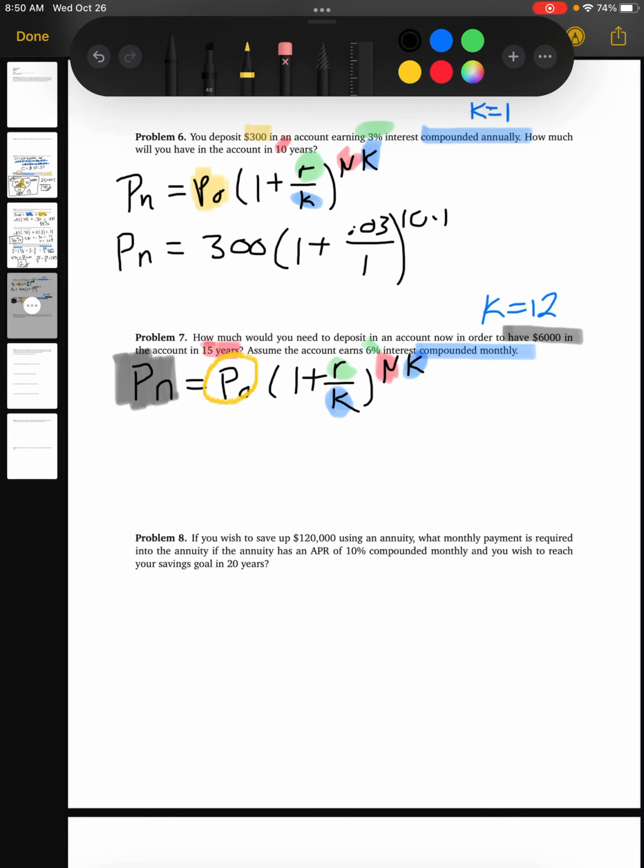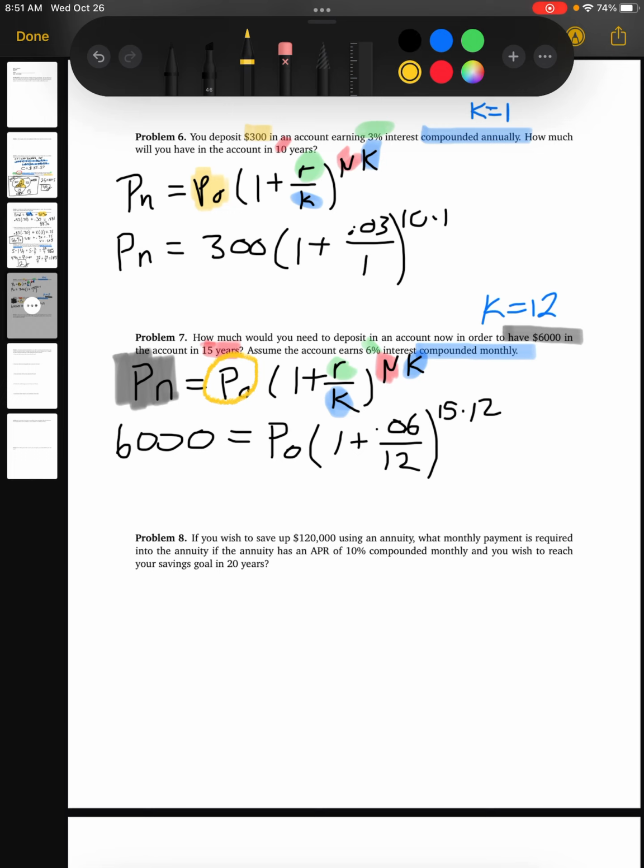So let me plug some stuff in for you. PN we know is going to be 6,000. That's the amount we want to end up with. PO, we're not sure, that's what we're looking for. 1 plus 0.06 divided by 12 raised to the 15 times 12 power.